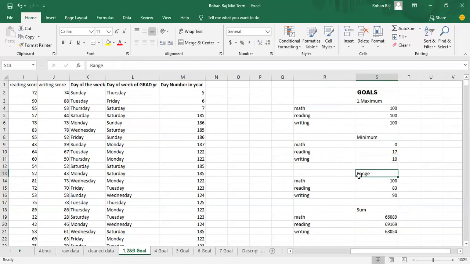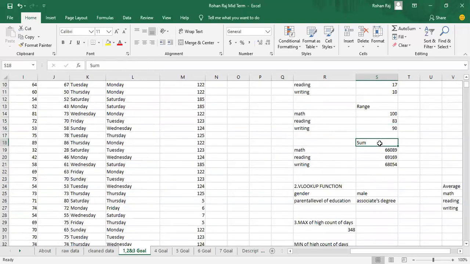And you can find the range by calculating maximum minus minimum. You can see the writing, reading, and math, where the math would be 100, and you can see some of the students acquired 0. The sum would be the sum function, which is used for selecting the math, reading, and writing scores, where it is calculated over the 1,000 evaluations.